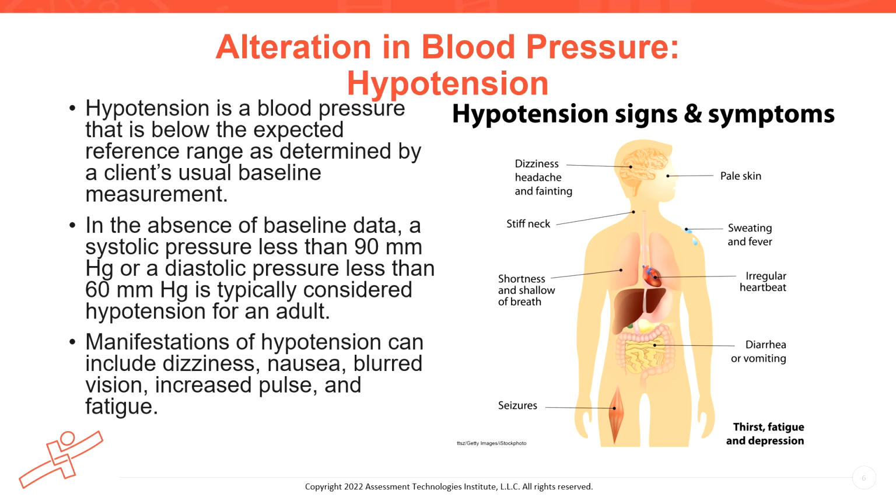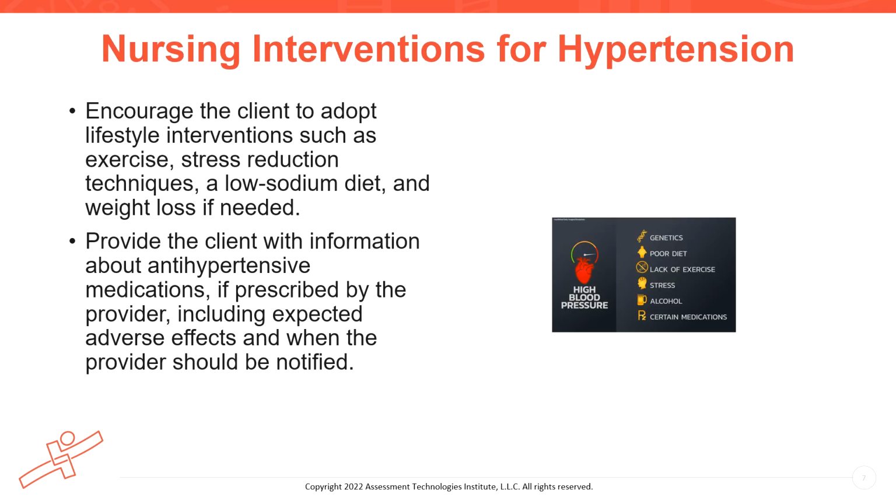People with hypotension can get dizziness. They might have some nausea, blurred vision. Their pulse is going to increase because the body is trying to get that blood out where it needs to go, and they might experience some fatigue.